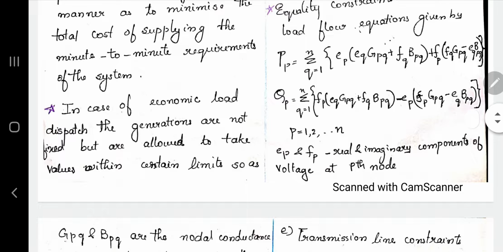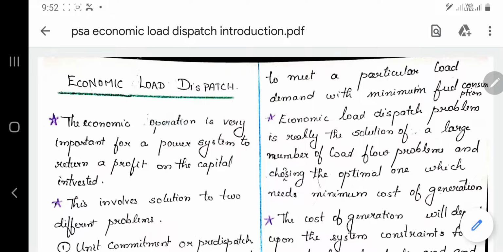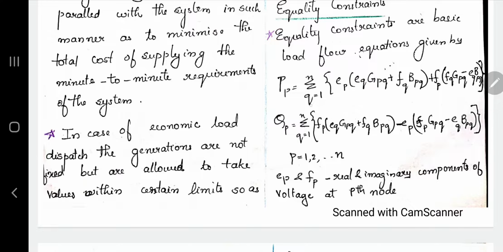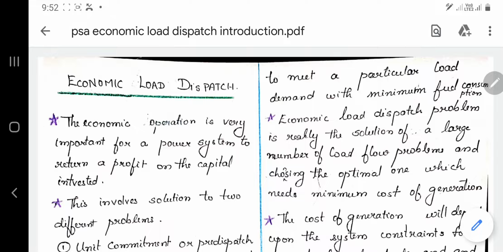Now we are going into details of what is economic load dispatch. In the case of economic load dispatch, the generators are not fixed but are allowed to take values within certain limits so that they meet the particular load demand with minimum fuel consumption. So it is not a fixed value; there is a small limit within which the generations are allowed. And the economic dispatch problem is really a solution of a large number of load flow problems and choosing the optimal one which needs minimum cost of generation.